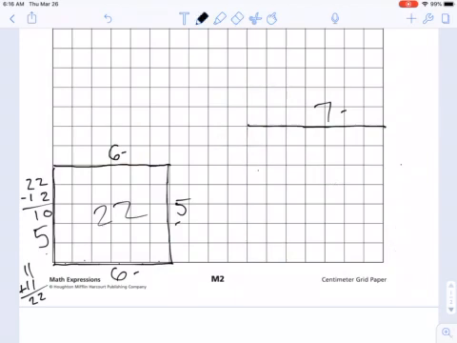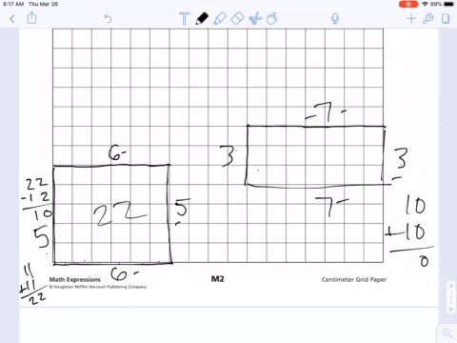Okay, let's try another one. We're going to go 1, 2, 3. So that's 3. If my top is 7, my bottom is 7. My left is 3, my right is 3. So 7 plus 3 is 10. 7 plus 3 is 10. 10 plus 10 is 20. Nope, not enough. I have to get to 22. So I'm going to get rid of this here then.